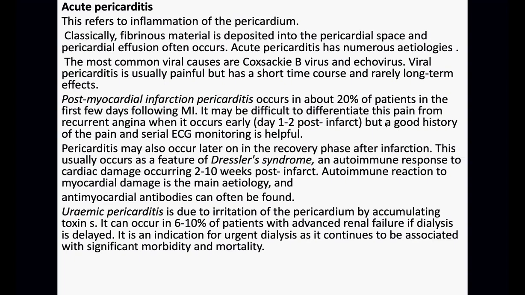Next slide. Acute pericarditis refers to inflammation of the pericardium. Classically, fibrinous material is deposited into the pericardial space together with inflammatory cell infiltrate. Acute pericarditis has numerous etiologies, for example viral, idiopathic, autoimmune, and even post-chemotherapeutic agents.